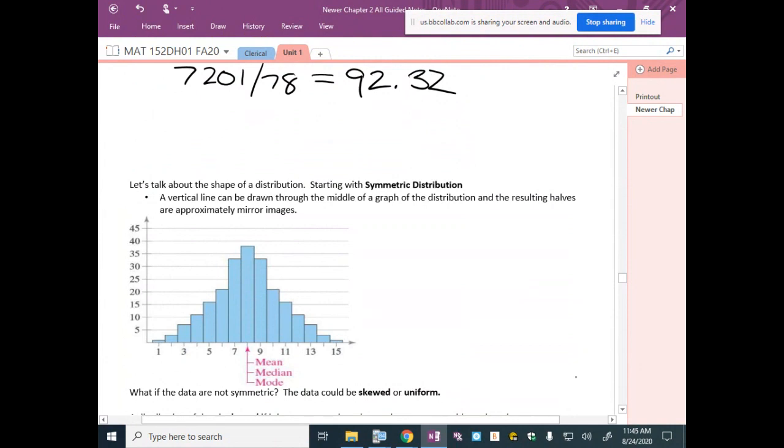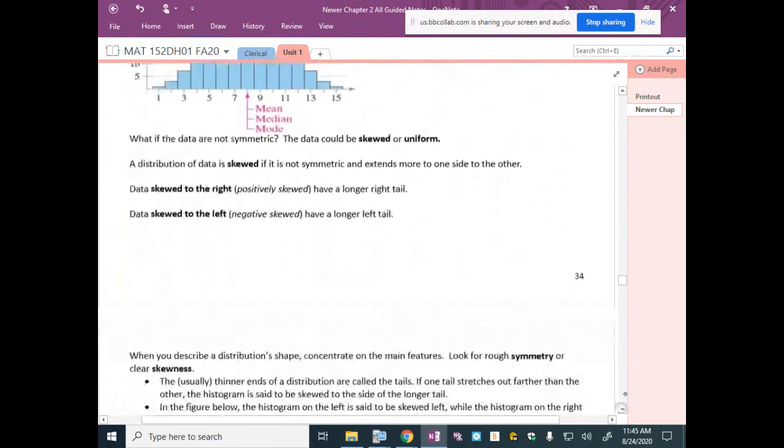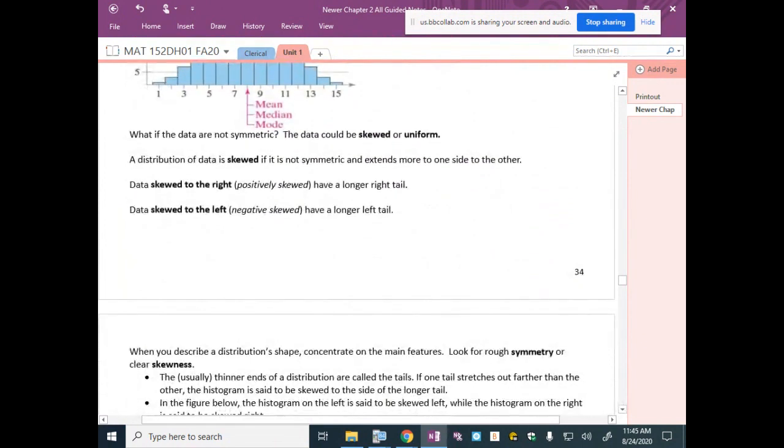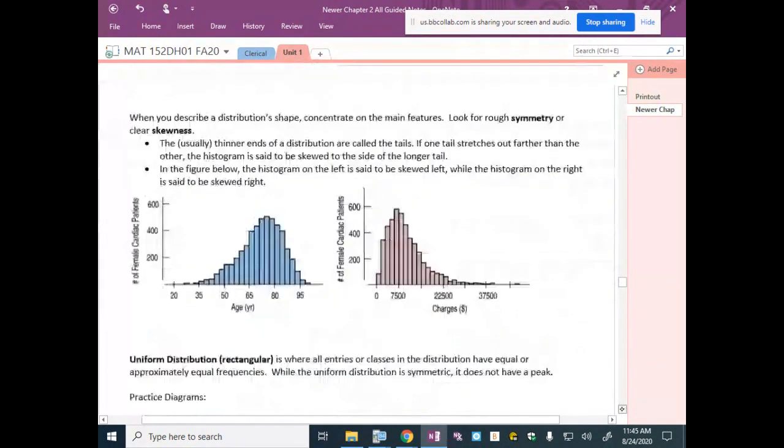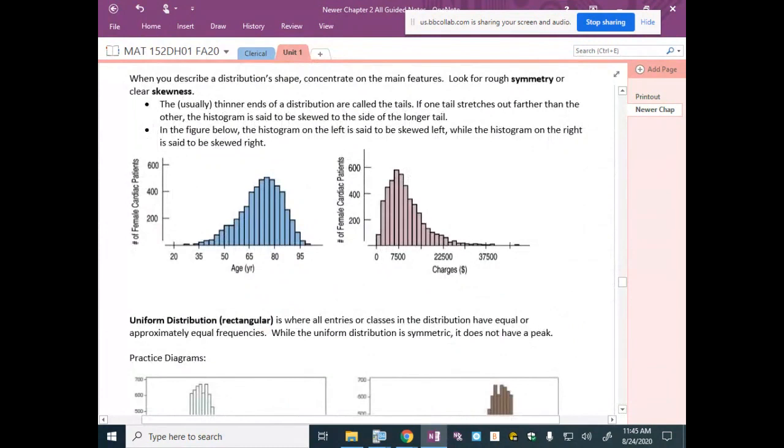What if the data are not symmetric? They could be skewed or uniform. Skewed means it's not symmetric and extends more to one side. If it's skewed right, it has a longer right tail. If it's skewed left, it has a left tail. So basically, just look for symmetry or skewness. This data on the left has a longer left tail, so this is what we would call skewed left.